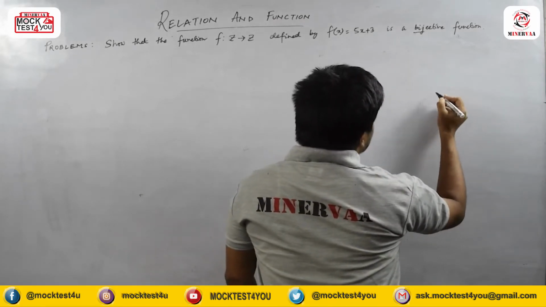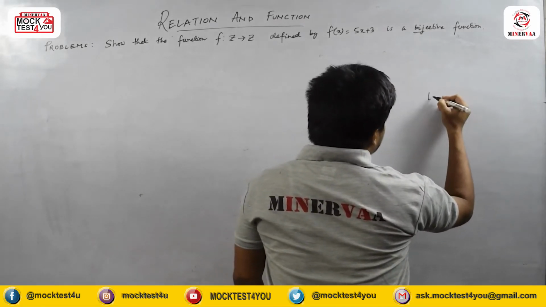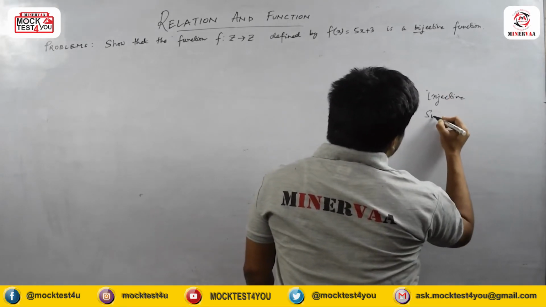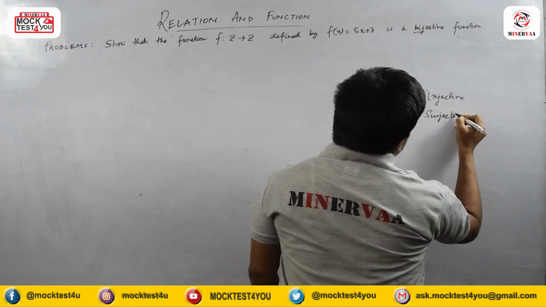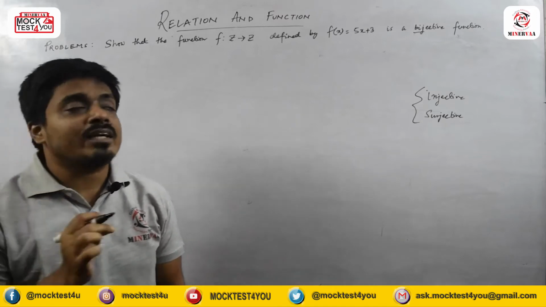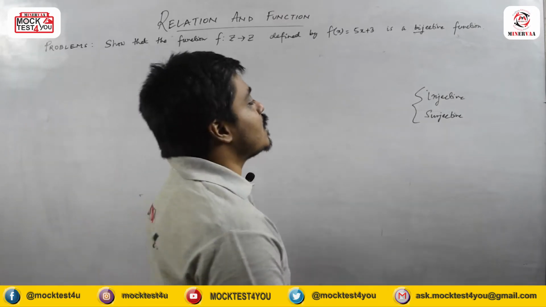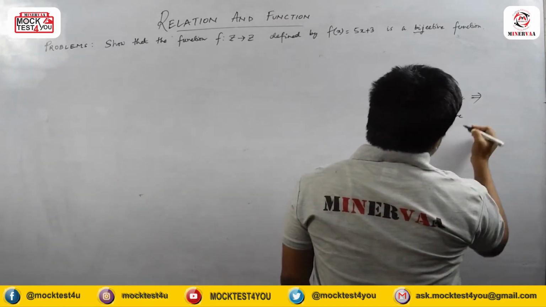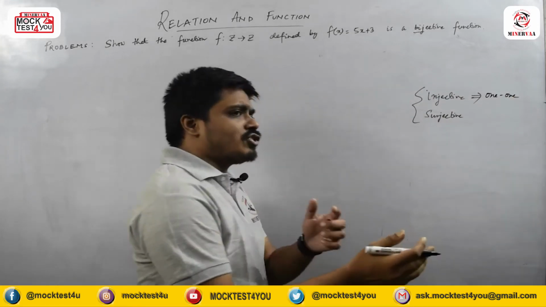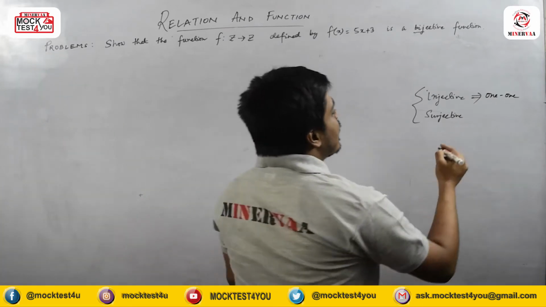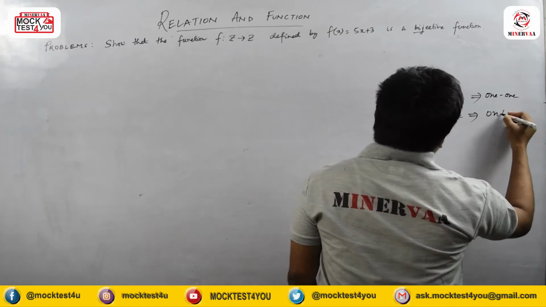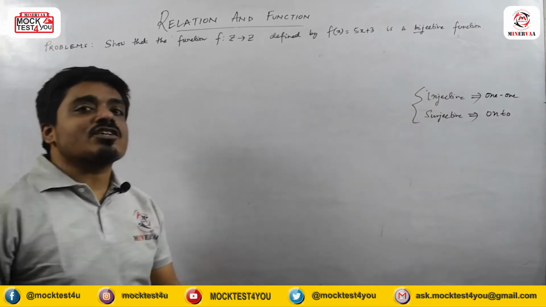So when a function is injective as well as surjective, then we can say that the function is a bijective function. Now what is an injective function? An injective function is another name for a 1-1 function. A 1-1 function is also known as an injective function. And what is a surjective function? It is an onto function. Okay, and what is a 1-1 function?